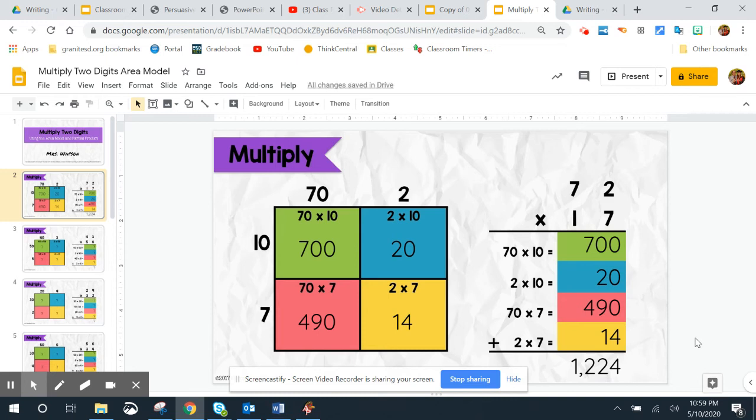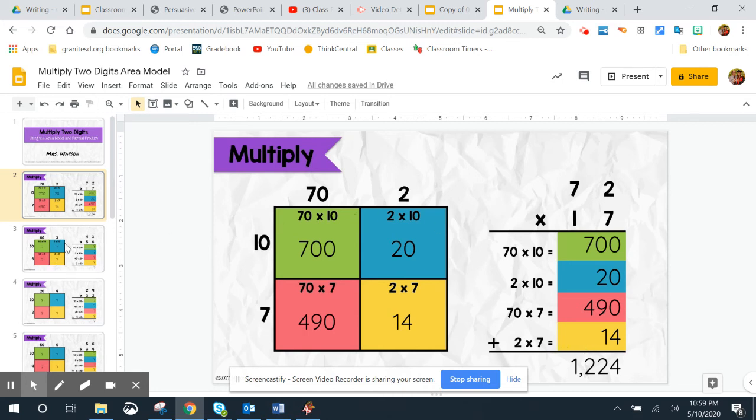Now you can see how to do the partial products in case you forgot. You're going to start by doing expanded form from the problem over here on the side, and then you're going to be multiplying in each box and then adding them up.